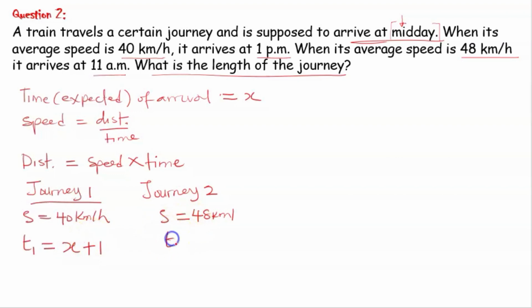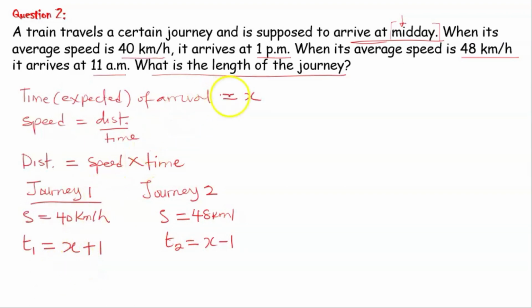For this journey 2, if the expected time of arrival is X, this has actually gained an hour. So we are going to subtract 1 hour from the expected time, which is midday. All right, so this is just to give us a perspective so that we can see what I'm doing. I believe we understand what I'm doing.